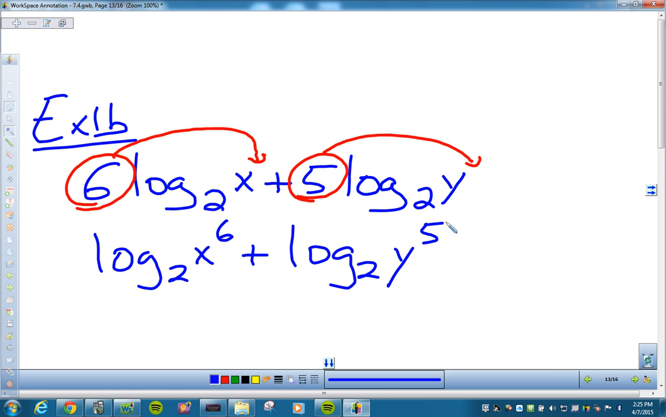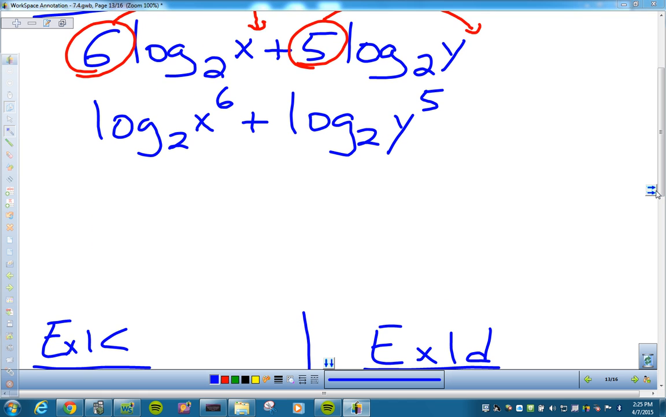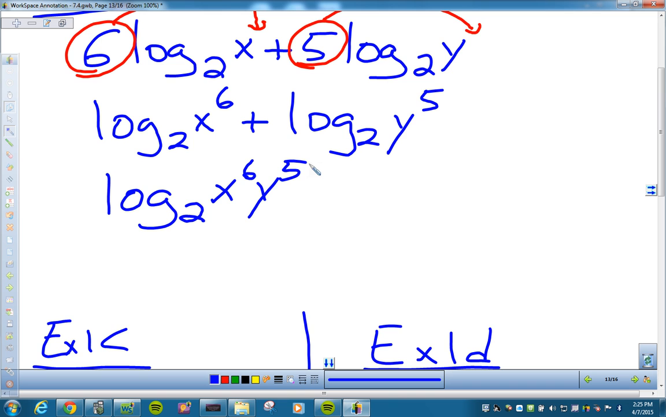And then we can write it together. So when we use that product property, we just write x to the 6th and y to the 5th right next to one another, because you can't combine them because the letters are different. Okay? So we get log base 2 of x to the 6th, y to the 5th. Done. So remember, the direction said rewrite as a single logarithm, so that's what we did. We're good.